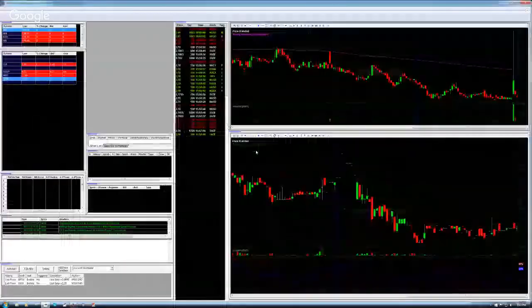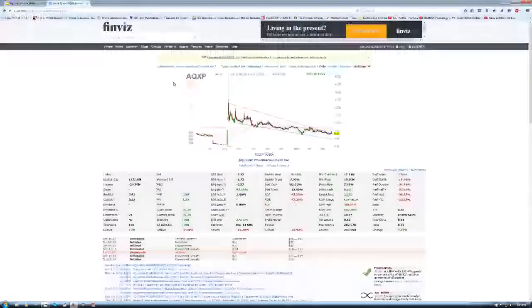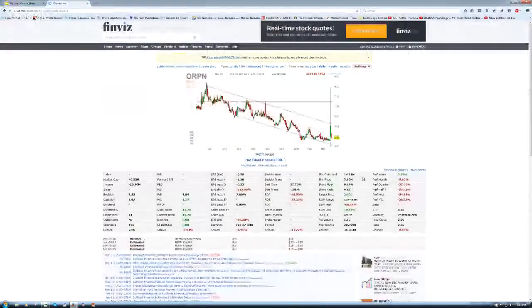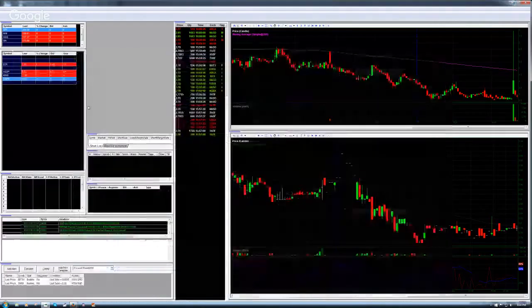ORPN is only, I think, like 12 million shares float, 7.6 million. So, even though the news wasn't even really that exciting, just because there's such a small amount of supply, it goes crazy. So the second biggest thing is the float.